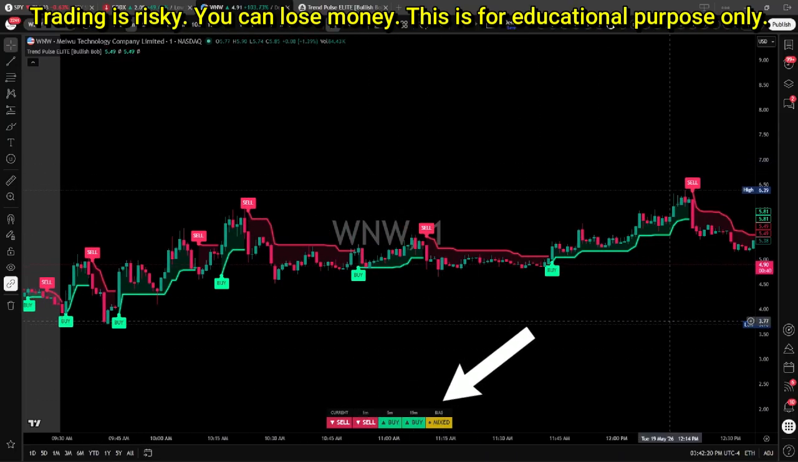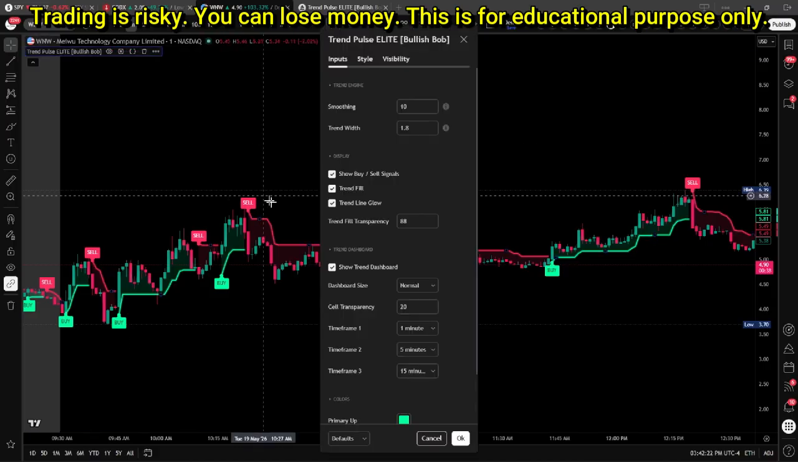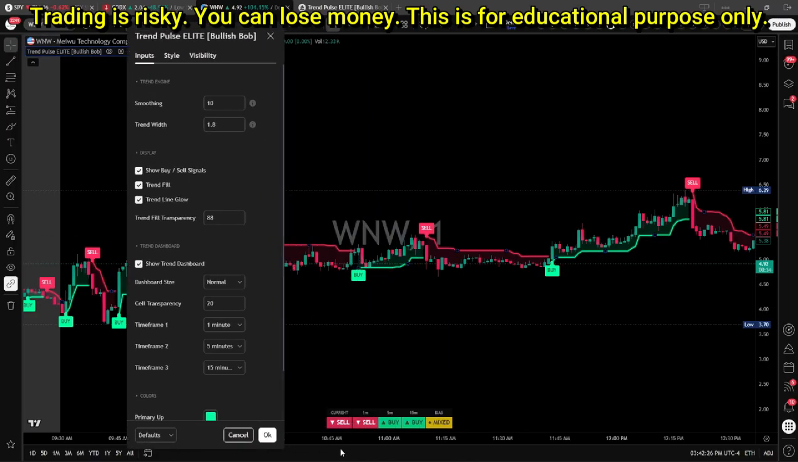Now down below, this is really cool. We did add this to the options. You have the option to show the trend dashboard. That's going to be this down below. And I can turn it off and you can turn it back on. Now you can make this a little bit larger to make it easier to see.